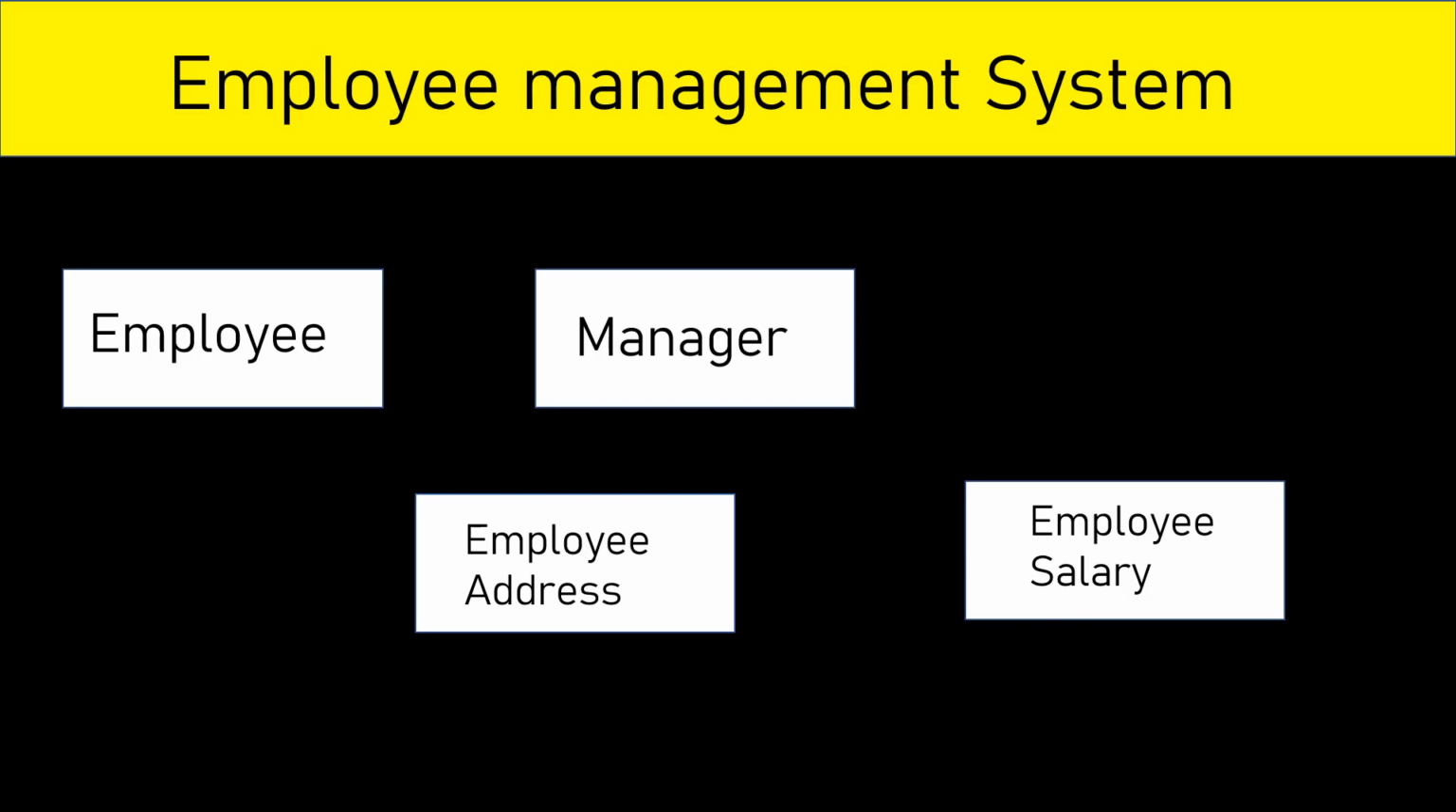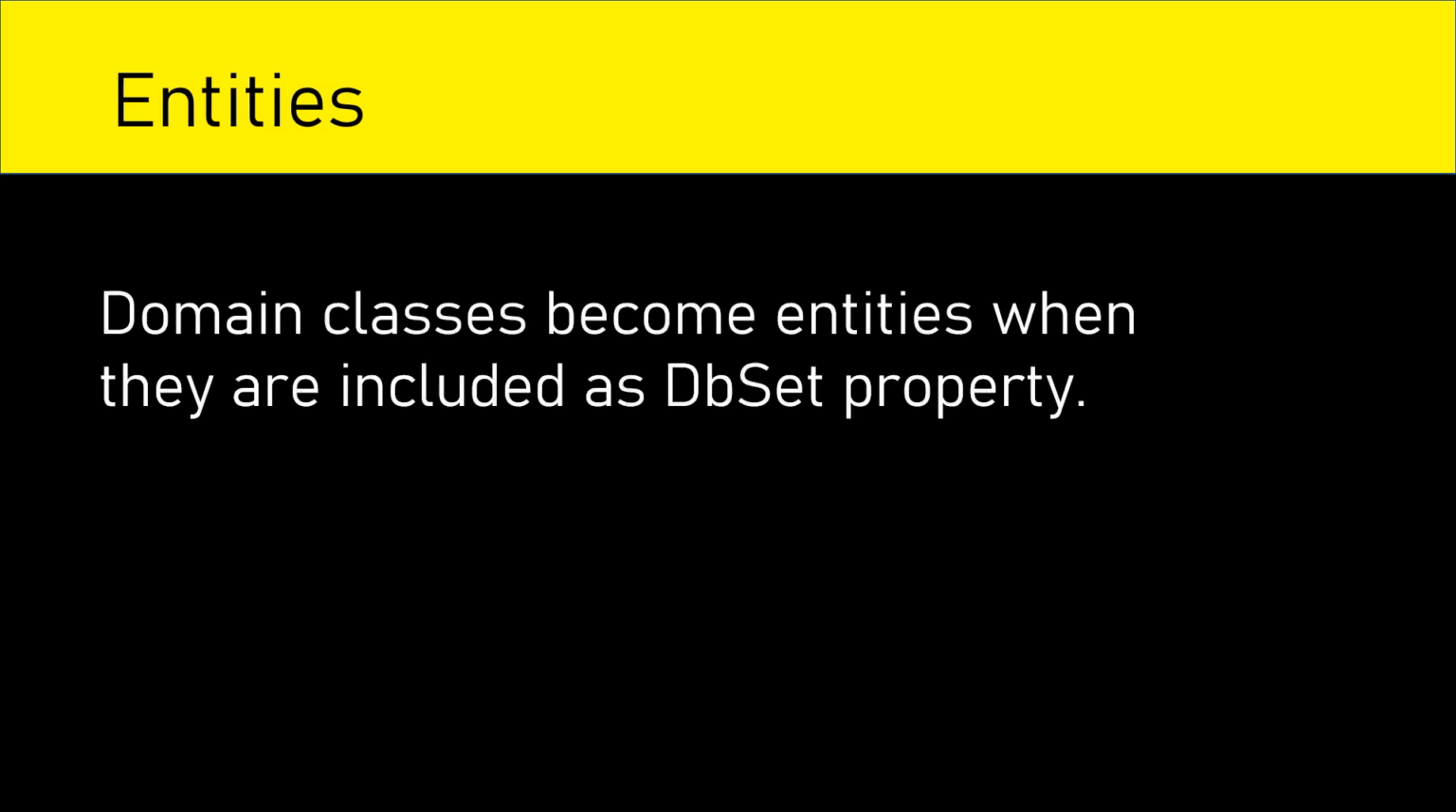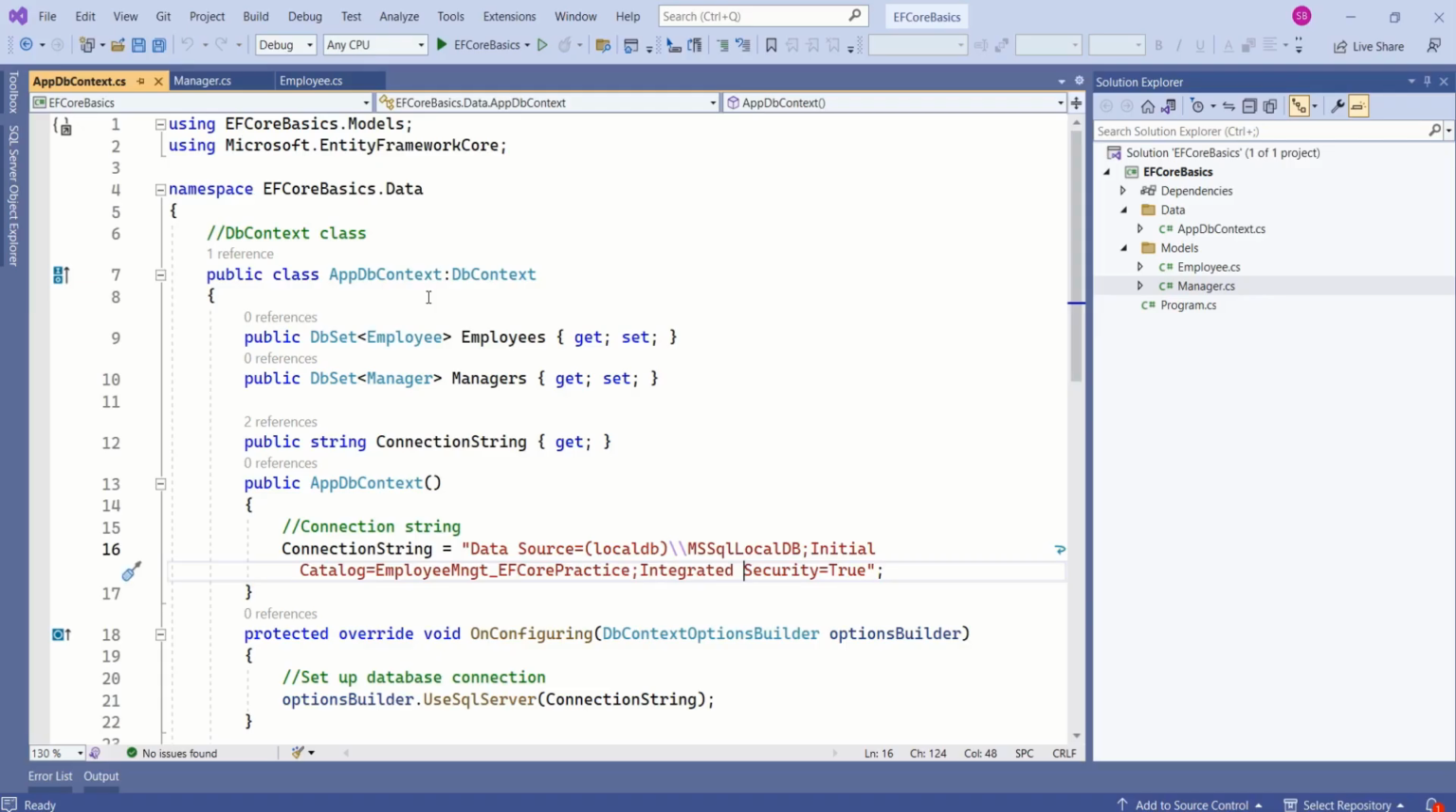Later, when we started building the database and we set up Entity Framework Core, these employee and manager classes became involved in database operations. Then we call them entity classes. If there is any class which is not involved in database operations, we don't call that class an entity class. That time it will be just a domain class. Just to make things clear, domain classes become entities when they are included as DbSet properties. I hope you are clear with entities.